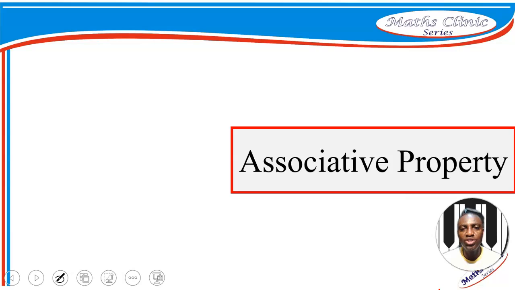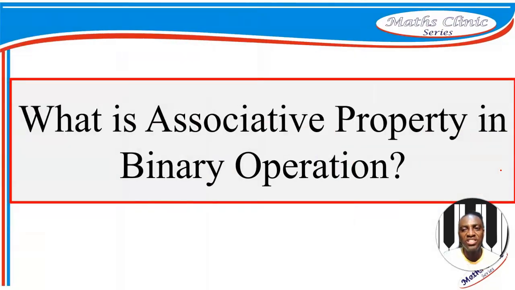In this video, we are continuing the series on binary operation. Here we've gotten to some of the properties of binary operation. In our previous lesson, we looked at the commutative property. Today, we are asking a very big question: what is the associative property in binary operation?